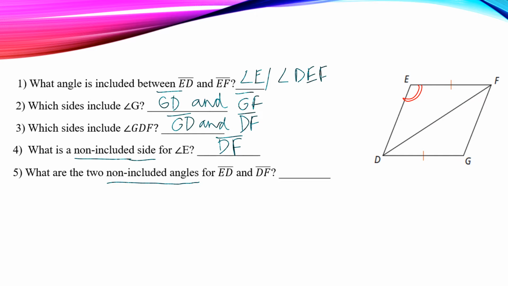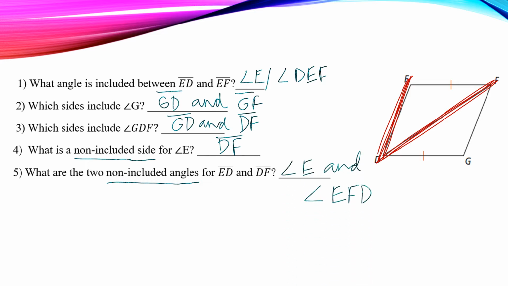What are two non-included angles for ED? So here's ED and here's DF. Non-included angles. Angle E would be not included, this one, or EFD. So it's not between these two sides here, it's on the end. So like the included angle for these two sides would be right here. It would be between those two angles.